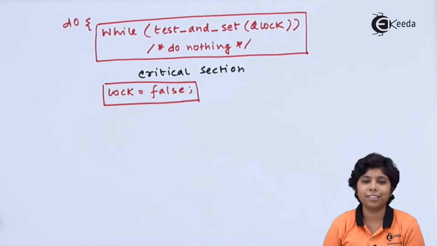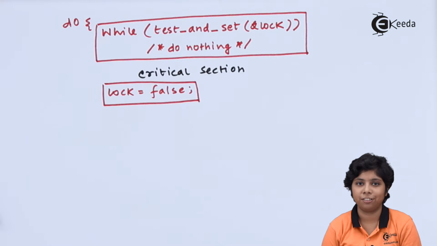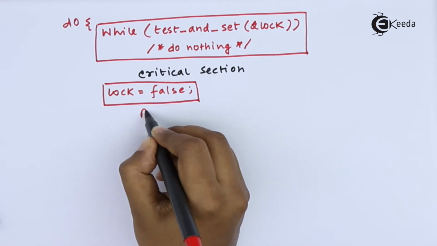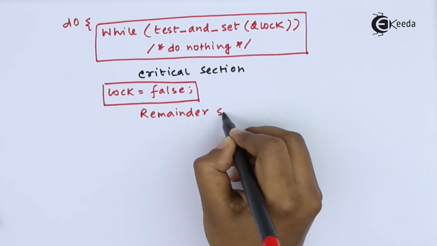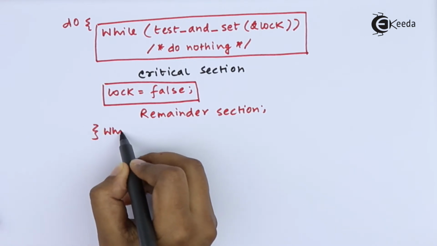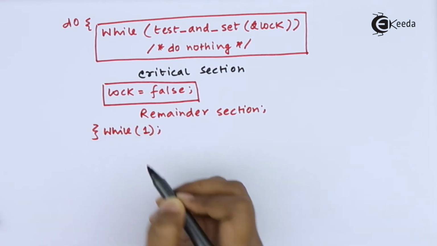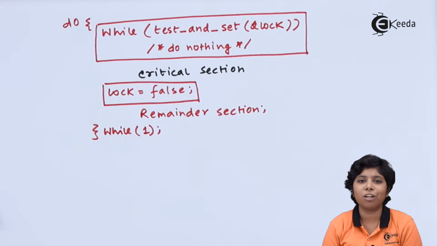After executing the critical section, we release the lock by setting it to false. Now when the lock is false, any other process can call the test and set function to get into the critical section. And the remaining code is in the remainder section. So in this way, the test and set function can be implemented to solve the critical section problem.